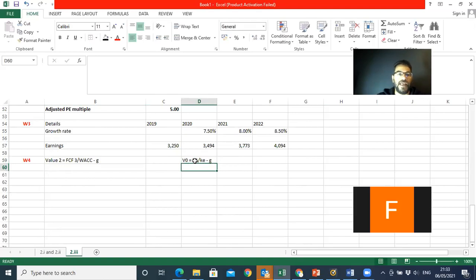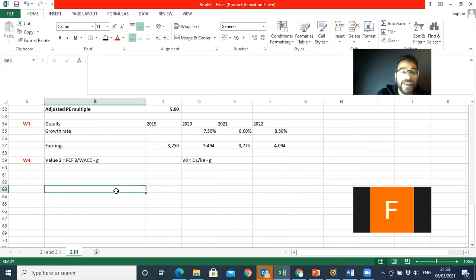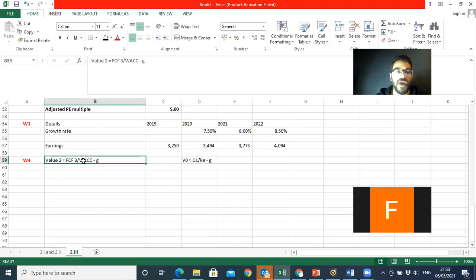So let's look at the similarities. They both have a cash flow figure, but what's the difference? In the free cash flow, we're using the free cash flow and not dividends, whereas in the dividend model, we use dividends as the cash flow. Then in the denominator, it is a discount rate minus growth. So they're both using growth, but in the free cash flow, the discount rate is WACC, whereas in the dividend growth model, the discount rate is the cost of equity.